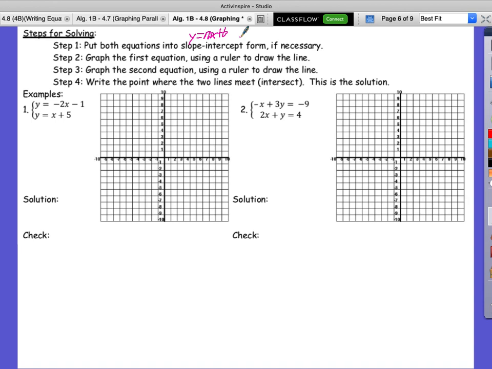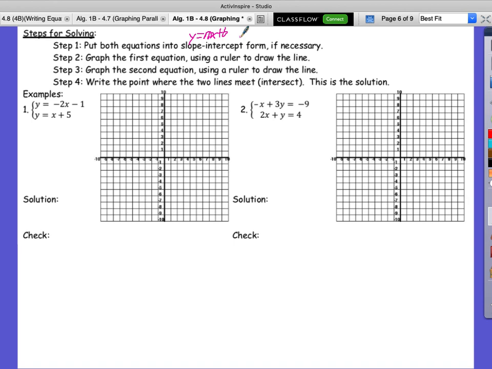Second, you graph the first equation, and we like to use a ruler or a straight edge of some sort, like a second pencil, a notebook, a phone, something like that. Then we graph the second equation, then you write down wherever they meet. So, slope-intercept form, which we've done before. Graph a line, we've done that before. Graph the second line. Write the point.